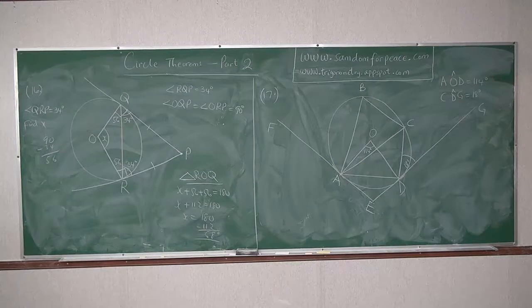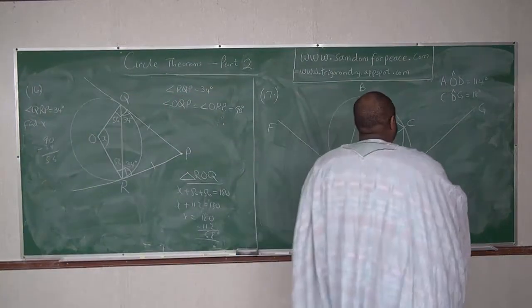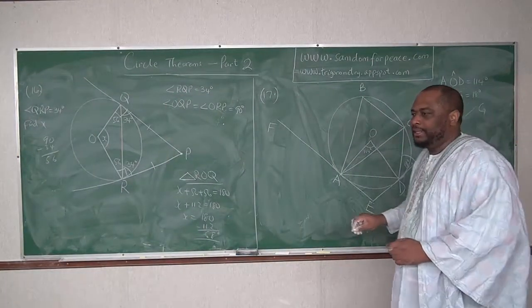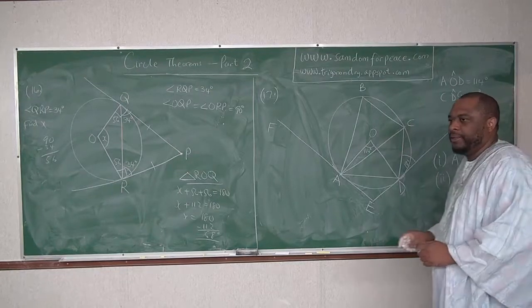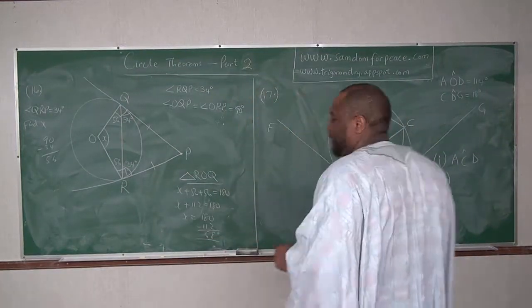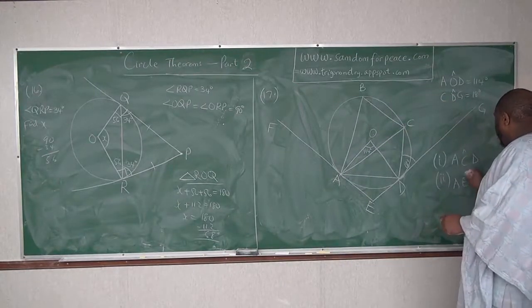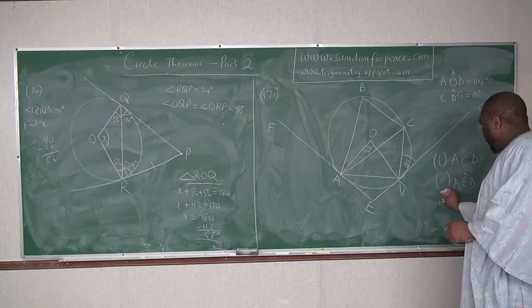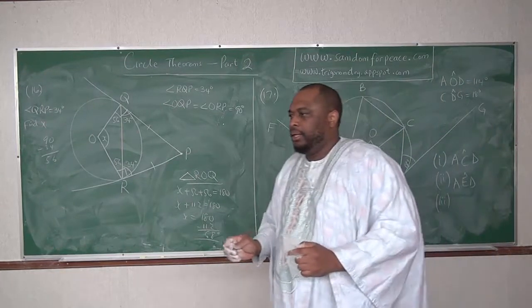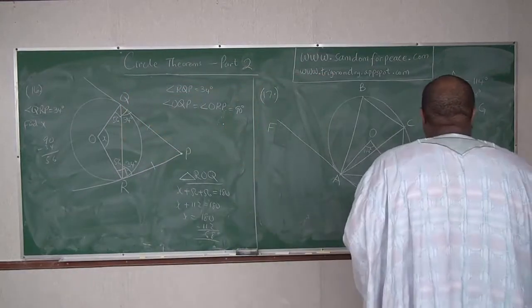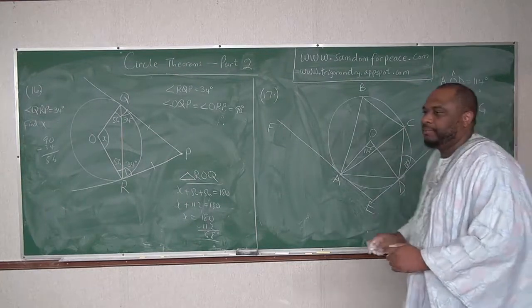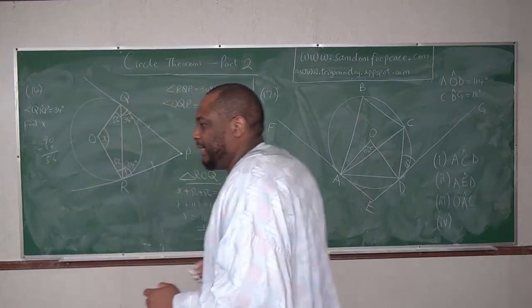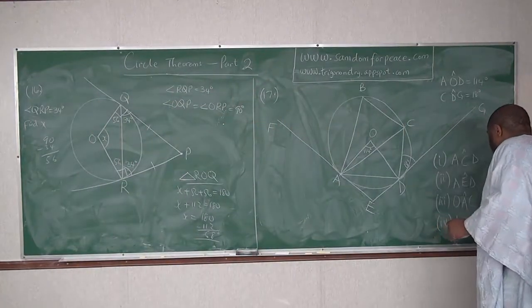But it says here, calculate, giving reasons for each step of your answer, the measure of: one, ACD; two, AED; three, OAC; four, ABC.